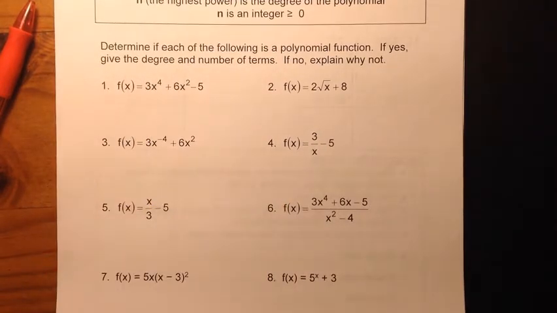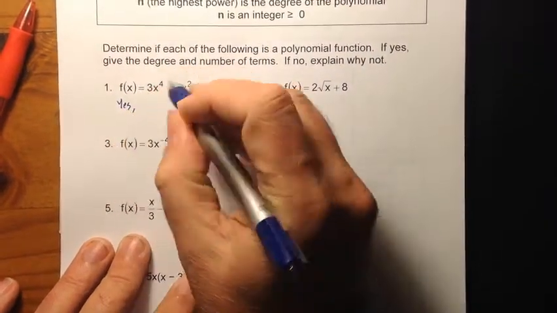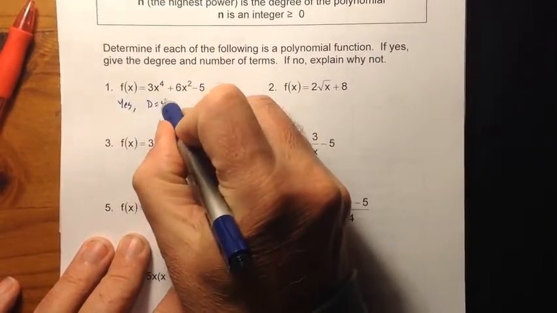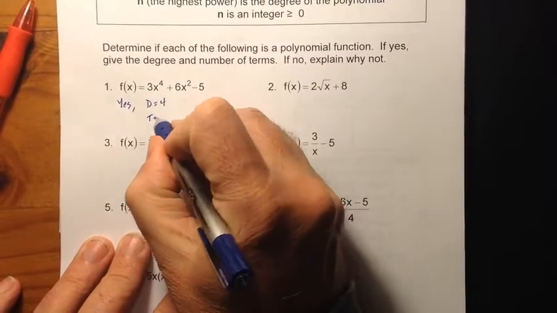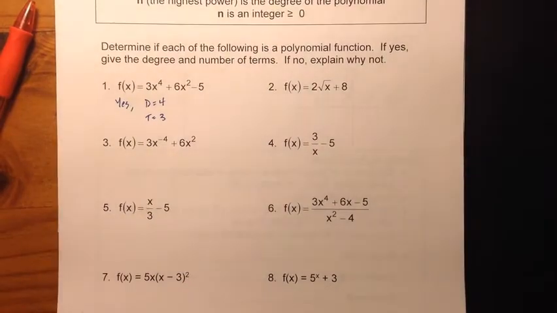All right, so number 1, yeah, this is a polynomial. It is degree 4. This is a yes. Degree is going to be 4, and the number of terms, we have 3 terms: 3x to the fourth, 6x squared, and a negative 5.